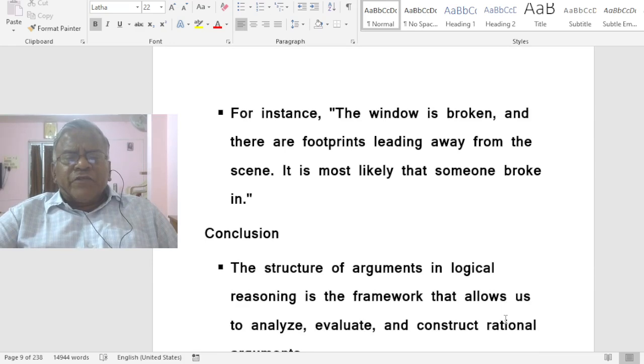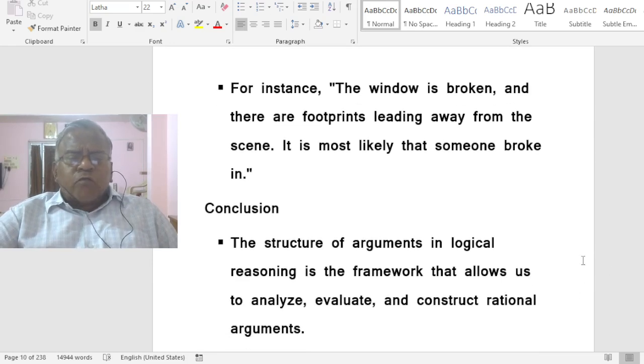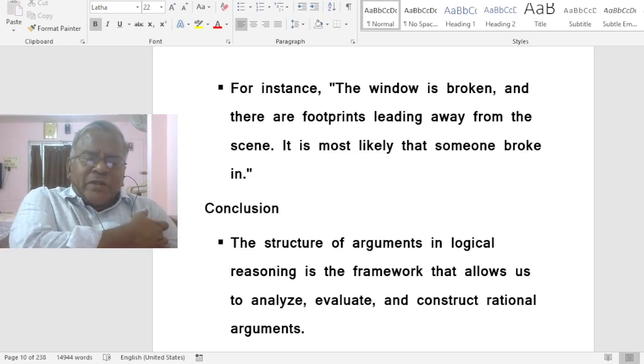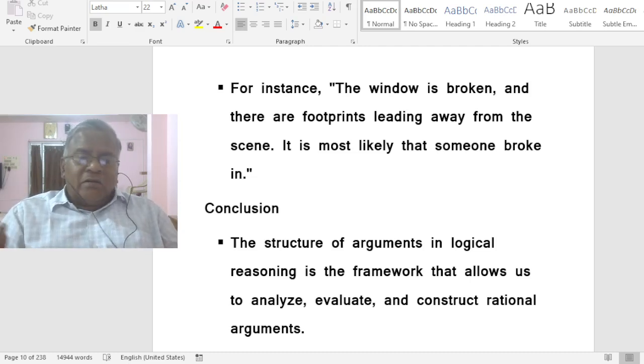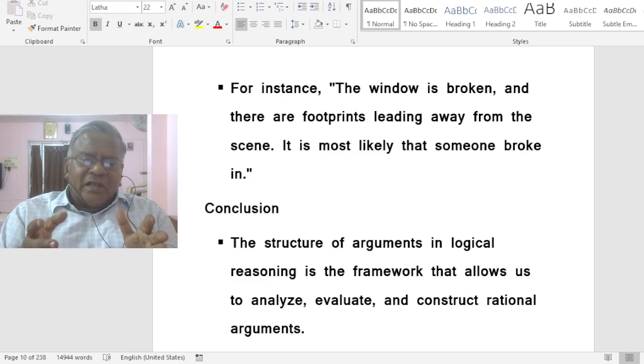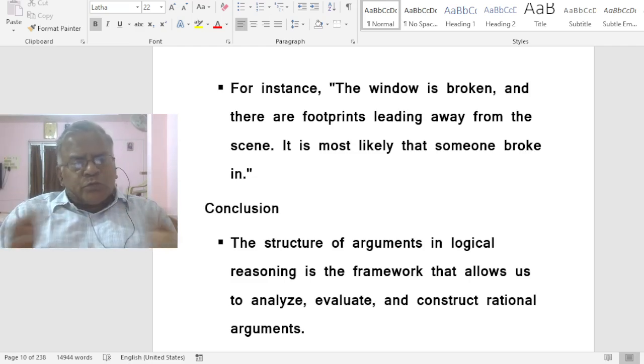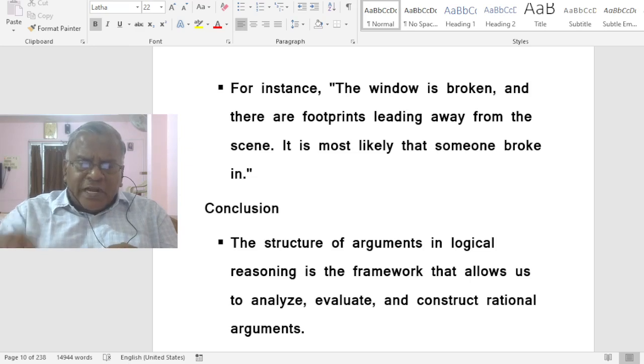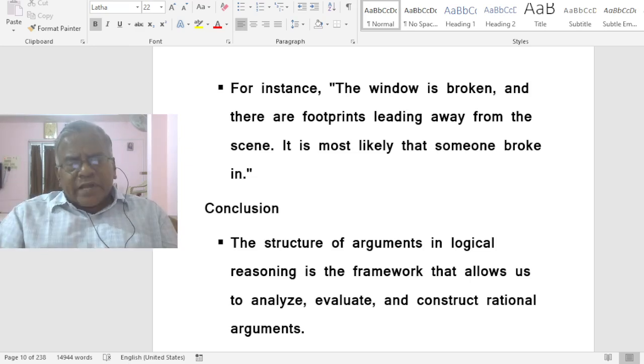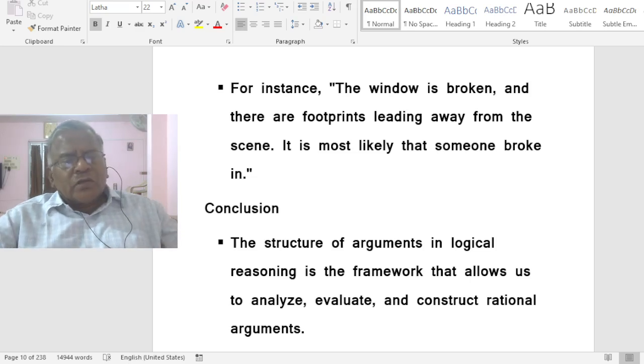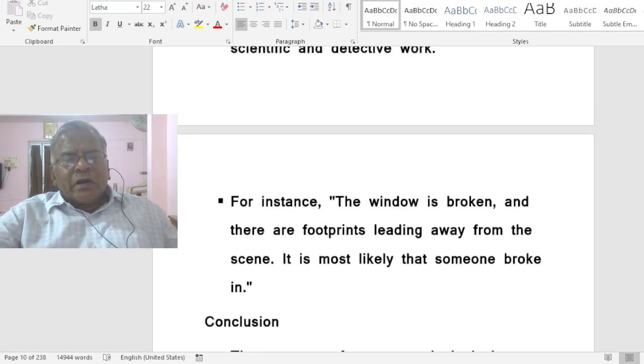For instance, the window is broken and there are footprints leading away from the scene. It is most likely that someone broke in. From the available evidence you come to a conclusion. It may not be true also, but given the evidence there, you come to a conclusion. Someone has entered into a room, or a thief has entered into a room. So this is called objective argument.